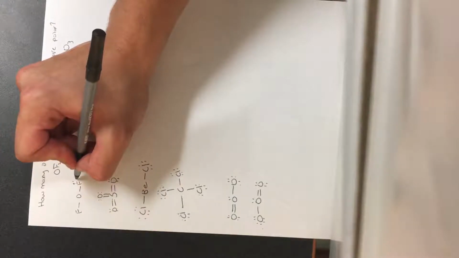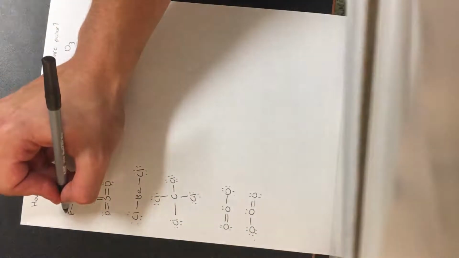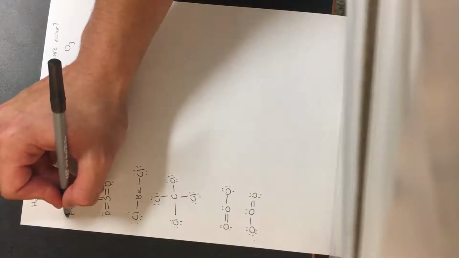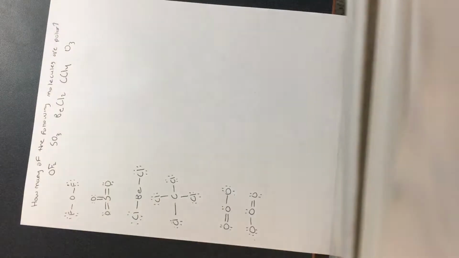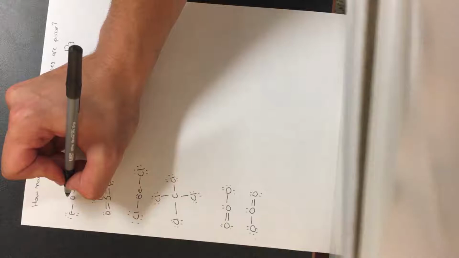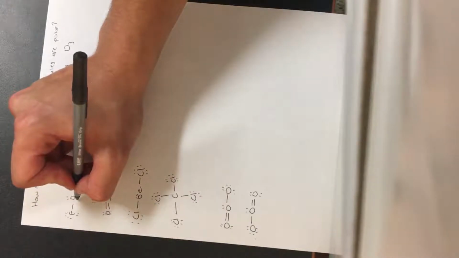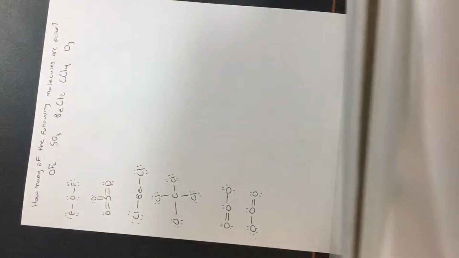So 1, 2, 3, 4, 5, 6, 7, 8, 9, 10, 11, 12. Since we still have 4 left, we are going to place them on the oxygen. Alright, so that is our Lewis structure for OF2.